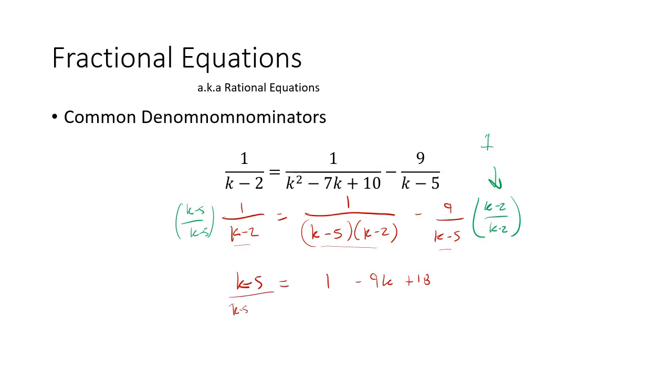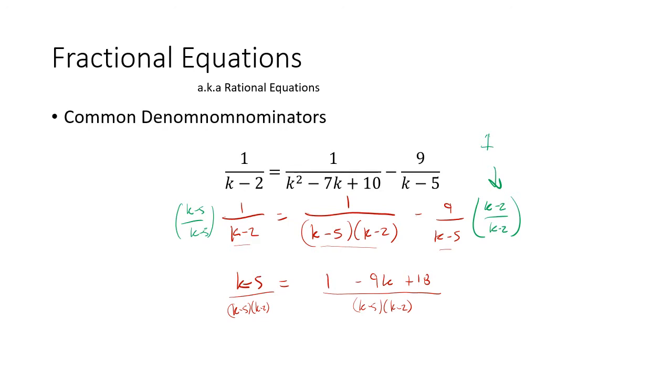Now we have this denominator down here, right? It's K minus 5 times K minus 2. This is all K minus 5 times K minus 2. All right, we combine these two things. Now we don't actually need to consider the denominator here until the very end of the problem.